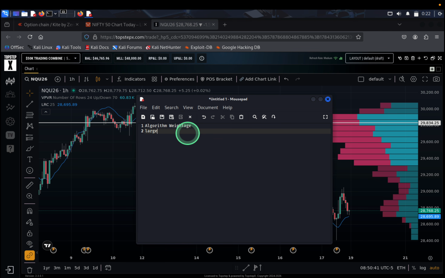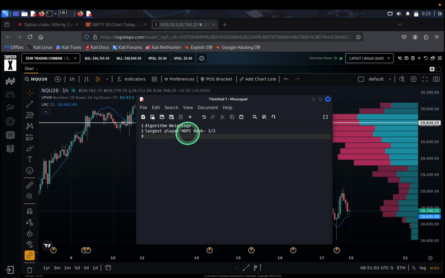The largest player is HDFC Bank. We will give it 3 points out of 10, and it is consolidating, so we will give it 1 out of 3.